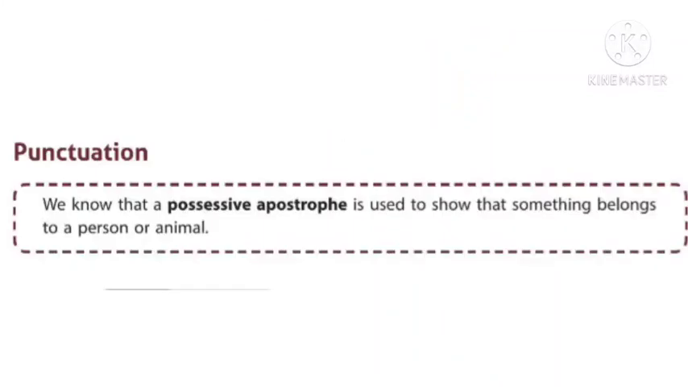Children, now let's discuss the punctuation given in page number 23 and 24. So we have to study about possessive apostrophe. We have already discussed apostrophe in our grammar textbook. What do you mean by apostrophe, children? Apostrophe is a punctuation mark that is used to show someone's belongings or to show possession or ownership. To show that something belongs to a person or animal. Apostrophe is also used to show omissions in a word, to show the contractions. So let's do the exercises now.